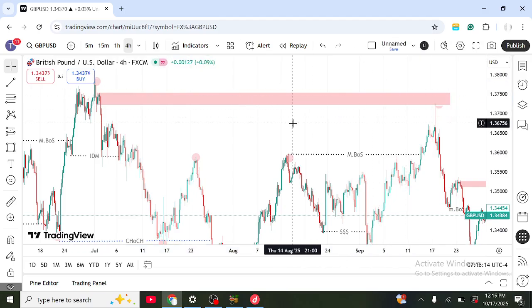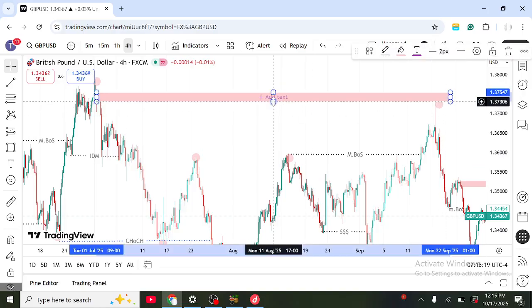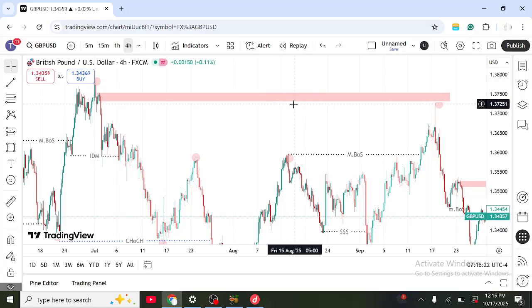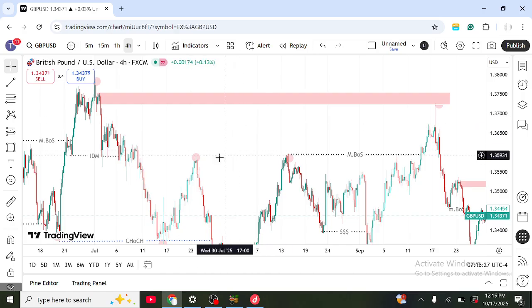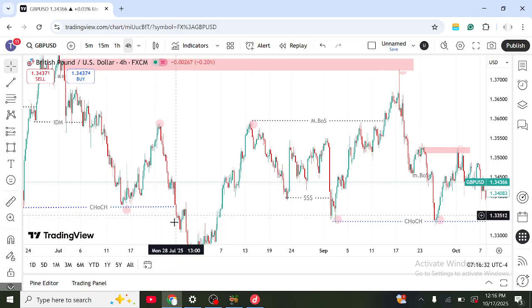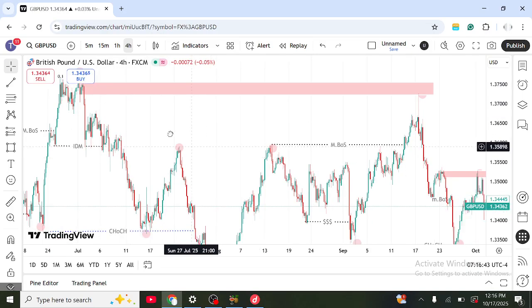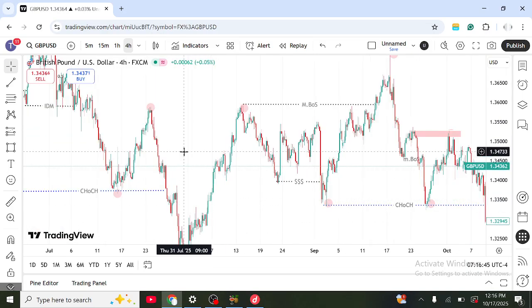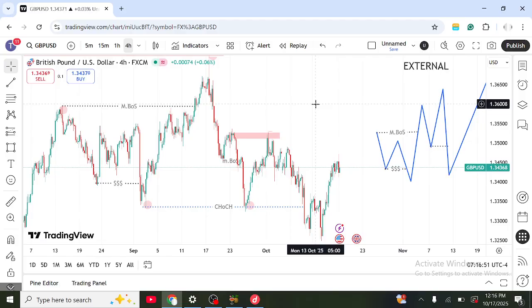Okay, so you can see that price induced this high before the break of character that we have here, and also this one. So it practically induced all the highs that it created before the break of structure. Okay, and then tapped into the other block and what? Dropped to the downside. Do you get that now?